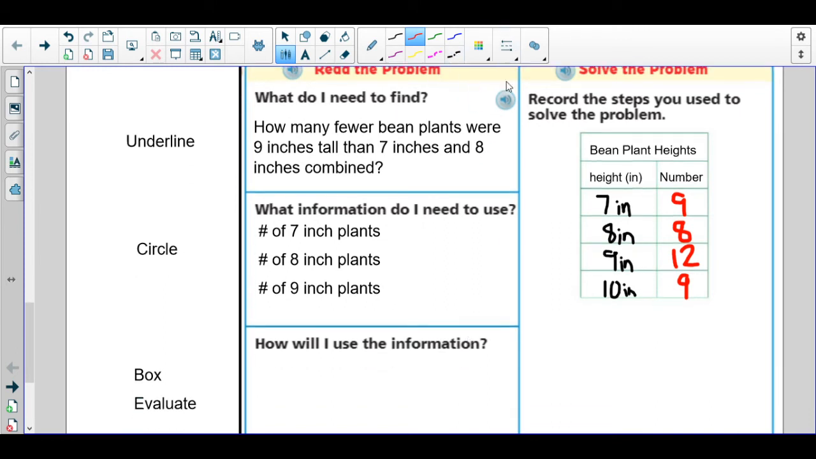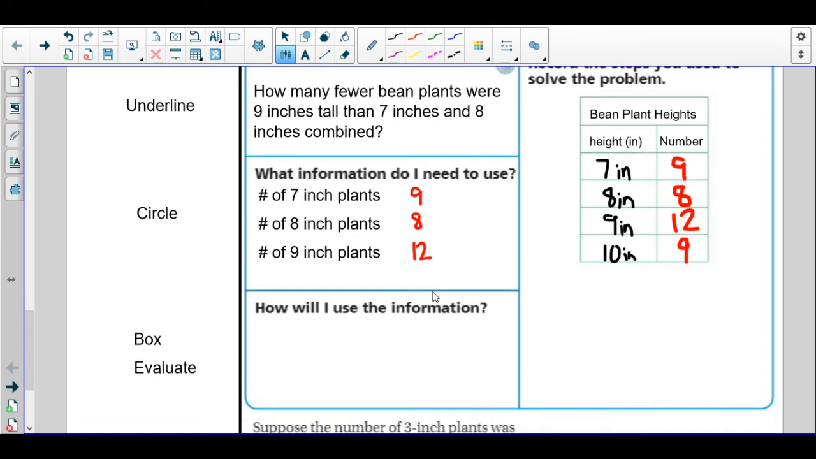So let's take a look here. Let's fill in this information. The number of 7-inch plants, that's 9. The number of 8-inch plants is 8. And the number of 9-inch plants is 12. So how are we going to solve this? How will I use this information?